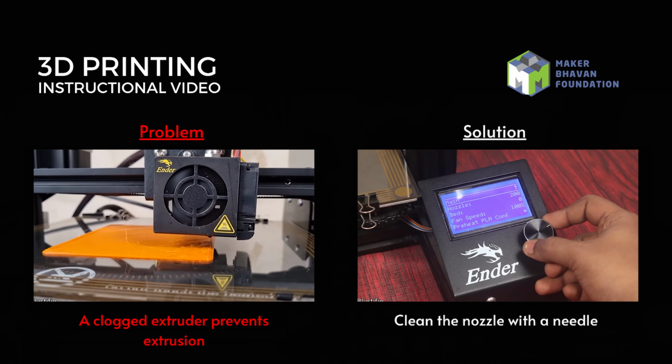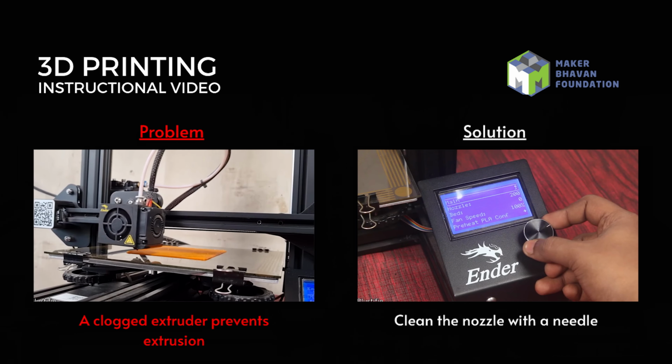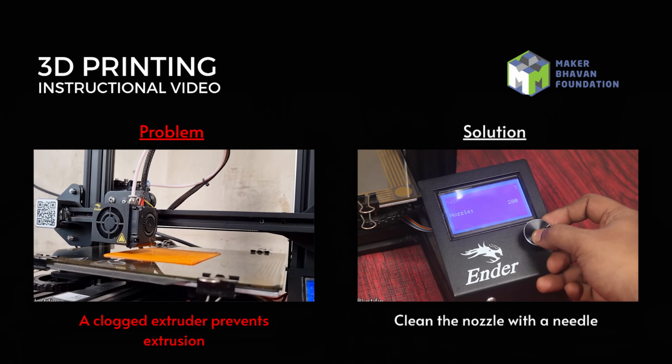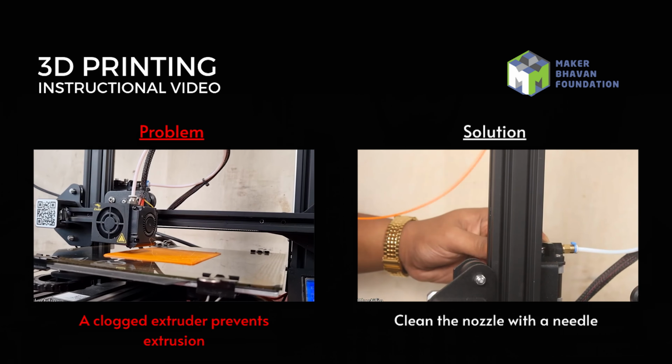A clogged extruder might prevent extrusion as well. This issue arises due to the moisture contained in the filament. Also check the filament compatibility with the nozzle material. For this, you have to clean the nozzle with a cleaning needle by heating the nozzle.